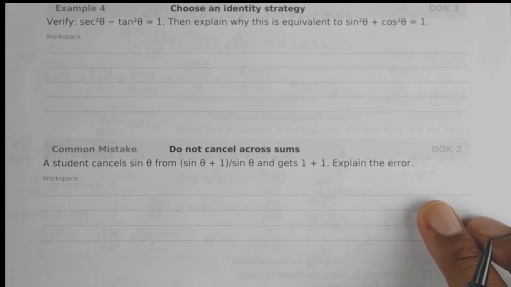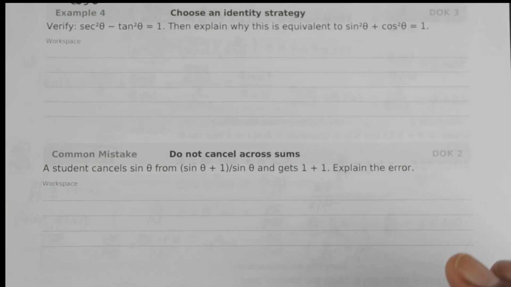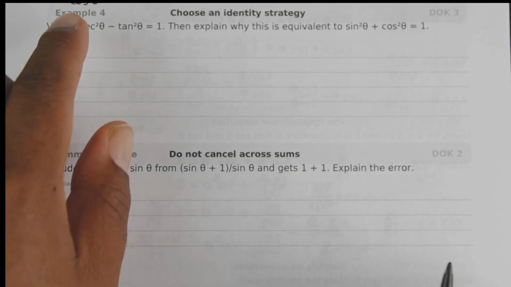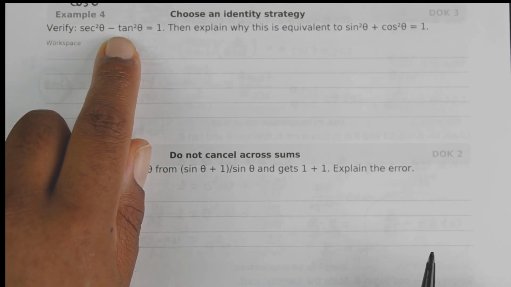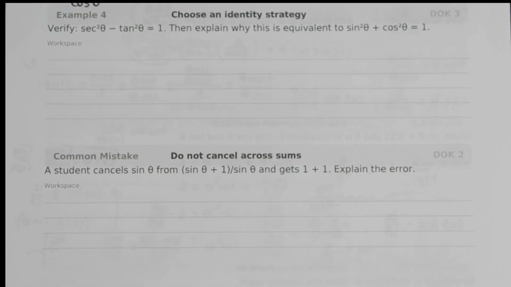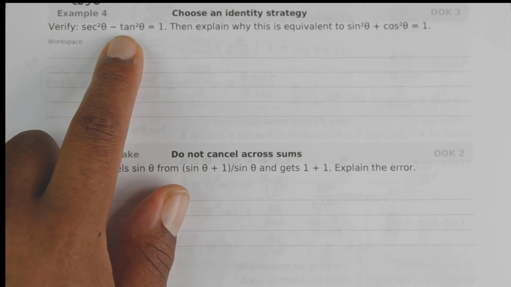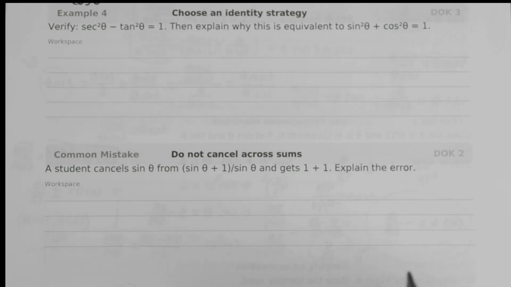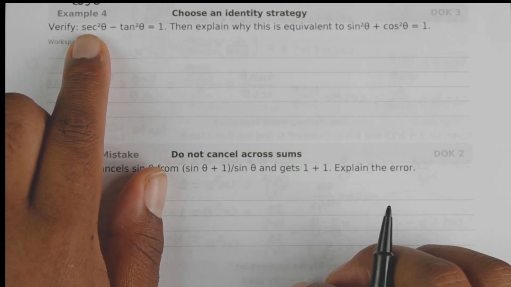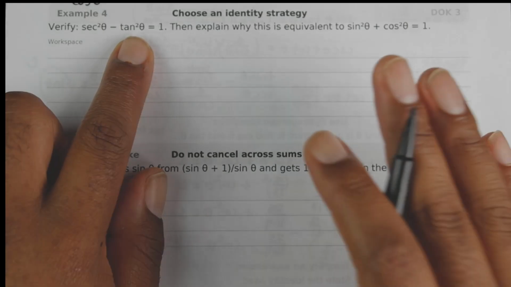Example number 4. Choose an identity strategy. It says verify secant squared theta minus tan squared theta equals 1. Then explain why this is equivalent to sine squared theta plus cosine squared theta equals 1. Okay. So again, I want to start with the left-hand side of this equation, and I'm going to rewrite secant and tangent using sine and cosine.